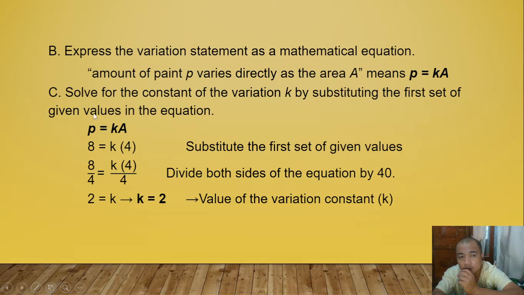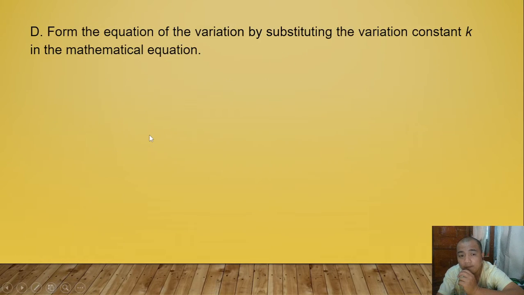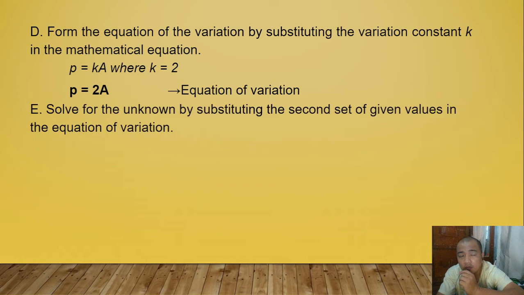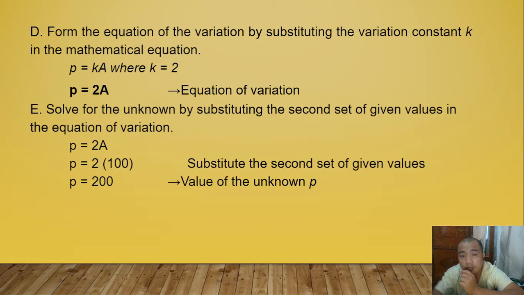We will now substitute this in the original equation P equals KA. P equals 2A. This will be our equation of variation now. P is equal to 2A. And from this, we can now solve for the unknown. The unknown is P.